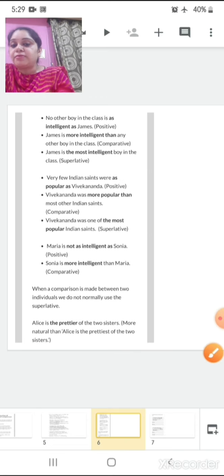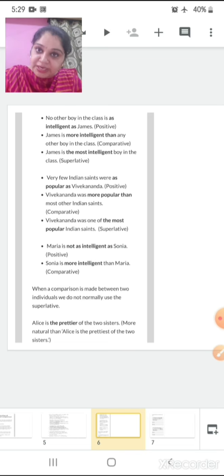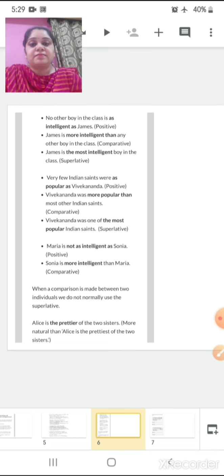And superlative, hopefully, is very easy for you. Nobody can have a doubt in that: Vivekananda was the most popular of Indian saints, or you can give another answer: Vivekananda was one of the most popular Indian saints.